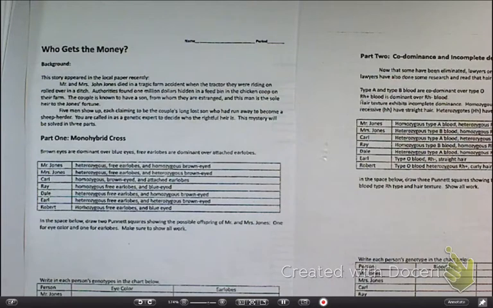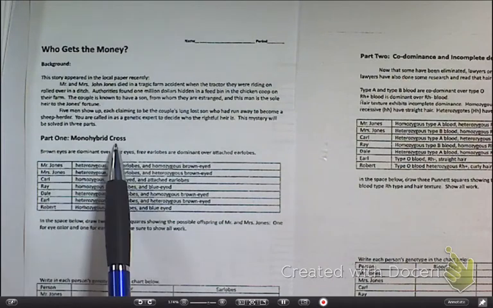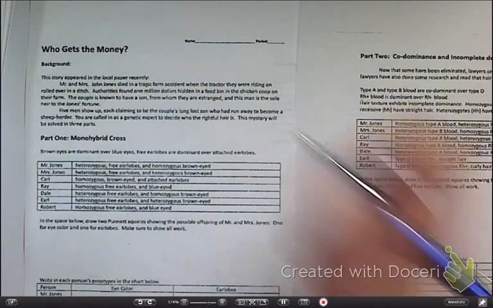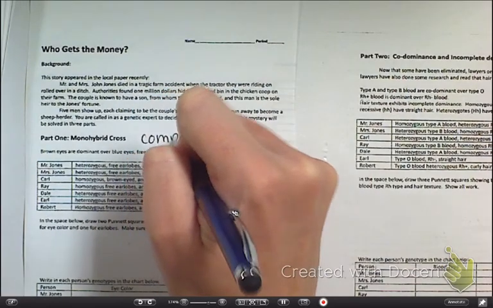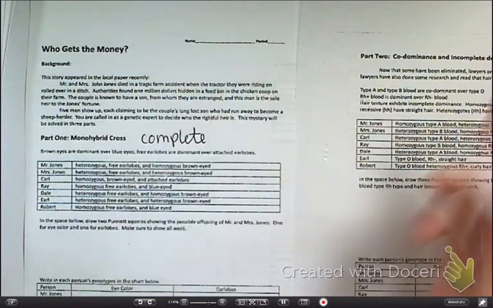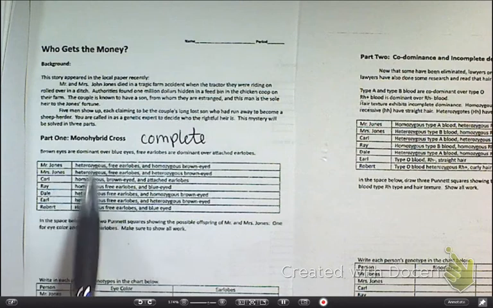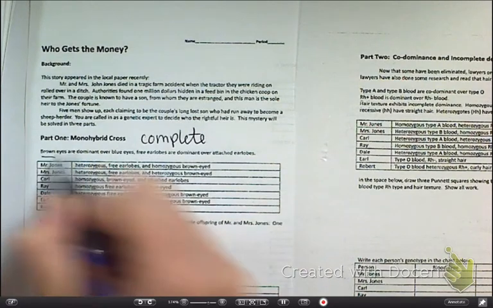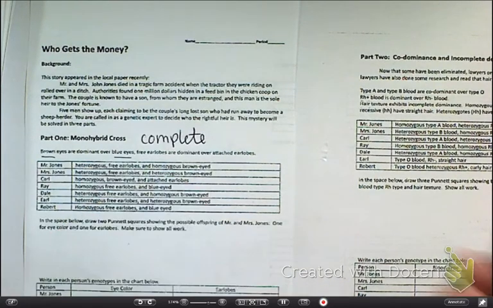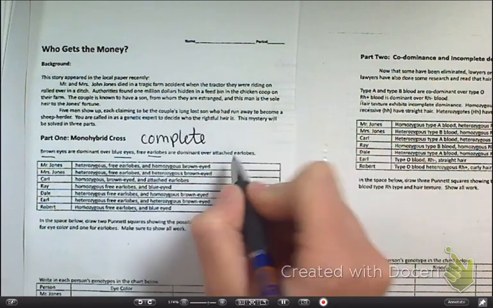So we're going to use basic Punnett squares, which we have all practiced, to figure out if any of these 5 men could actually be the son of Mr. and Mrs. Jones. So we start with part 1, which is monohybrid crosses. These are our simple complete dominance crosses, where remember any capital letter masks a lowercase. And we're looking at 2 traits at first.